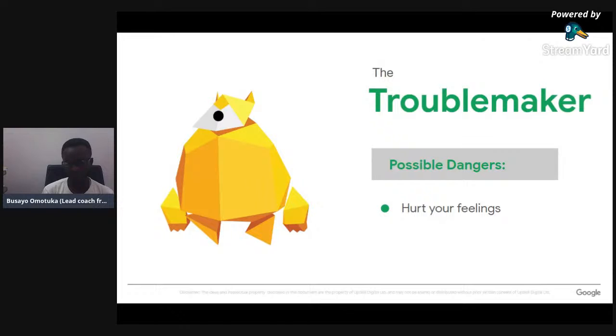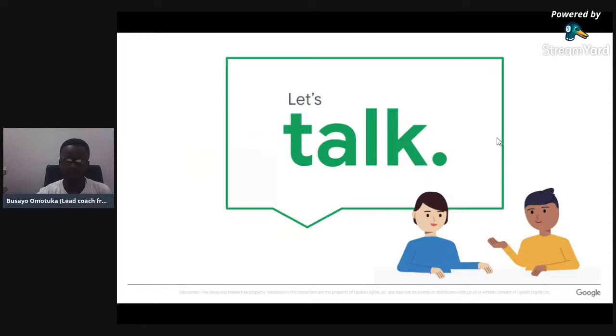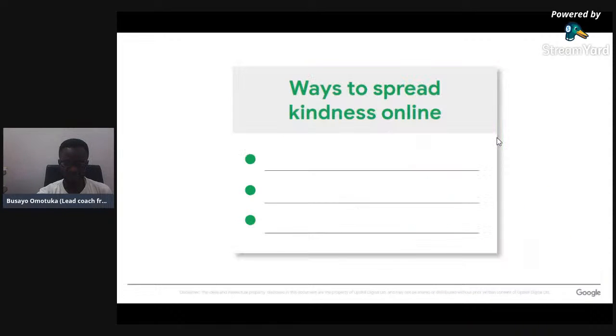The troublemakers are there. They are one of the bad guys on the internet. They are there to hurt your feelings and spoil your mood. Most of the time, they don't have anything good to say. They are the ones you see with bad emojis and a whole lot of embarrassing and discouraging information on the internet. So let's try to study them so that we can be careful about them when we see them on the internet.